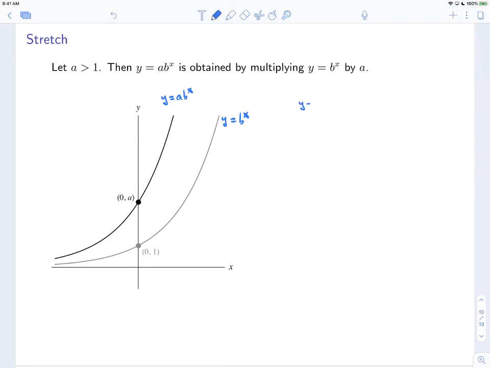So in this case, we have the y-intercept at (0, a). The horizontal asymptote does not change here. It's still y equals 0. And the end behavior is still the same. So a times b to the x goes to infinity as x goes to the right. And a b to the x goes to 0 as x goes to negative infinity. So the end behavior doesn't change when you multiply it like this, when you scale it, when you stretch it.